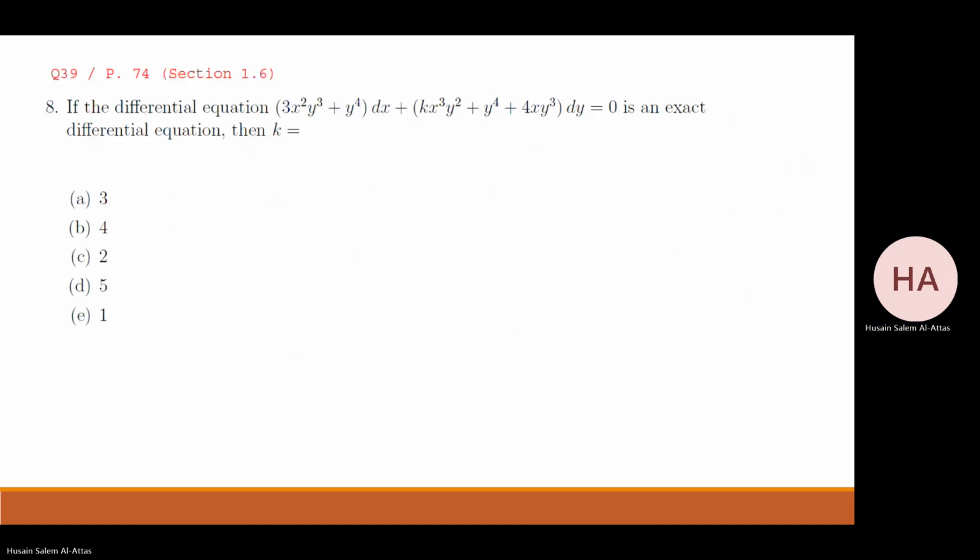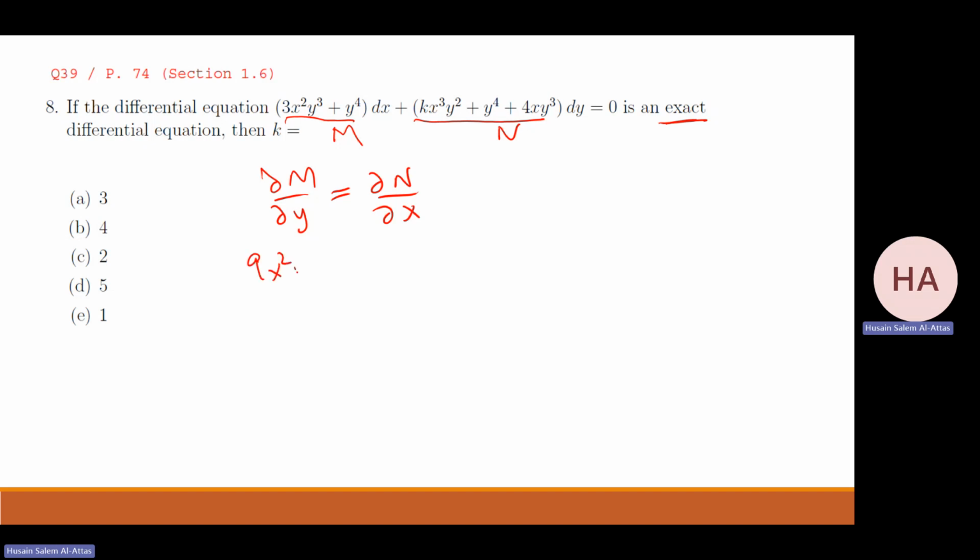Okay. Now let me go back to these multiple choice questions. Very clear one. By the way, this is from the book, it seems to be. So this will be M and this will be N. It's exact, find K. So I have partial M with partial y, partial N with partial x. Partial with partial y, I have what? Be careful with the calculation.